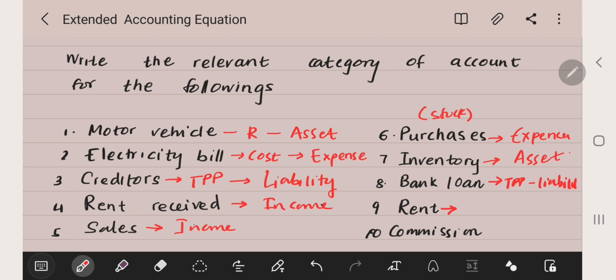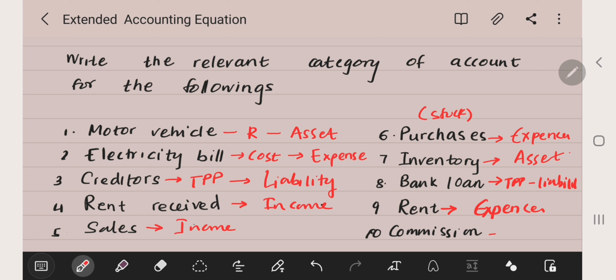Rent. You need to pay rent for the houses or the factory that you use to produce goods and services, and you are bearing that cost in order to sell your item. So that is considered a cost to earn an income. Therefore, it would be an expense.